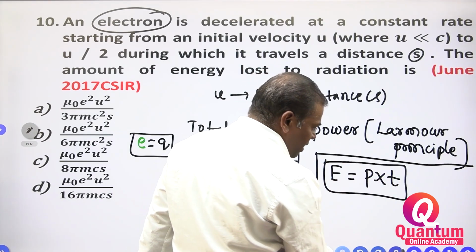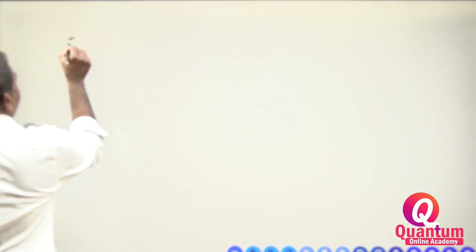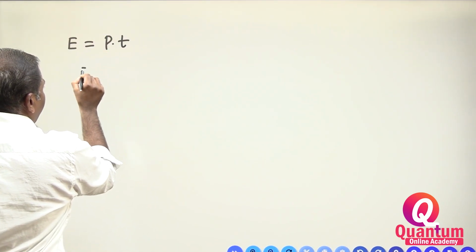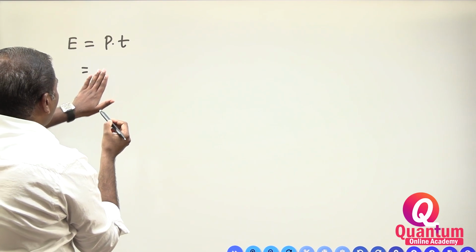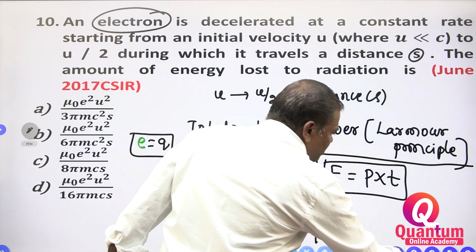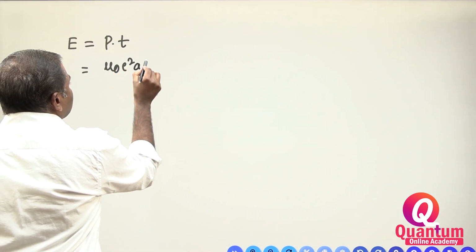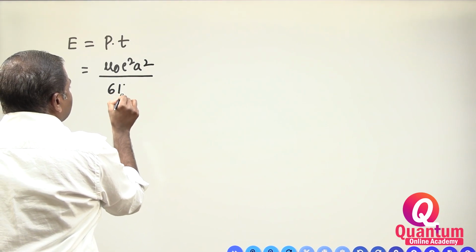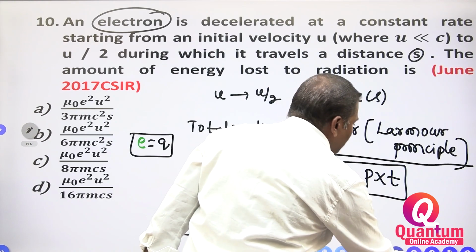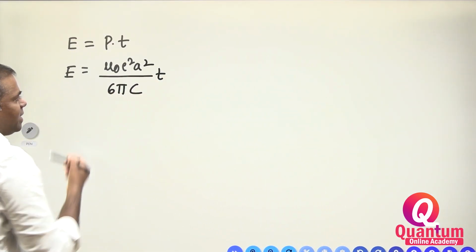But you know one thing, how we have to calculate this, you have to see. The energy is equal to power into time. But power we know: mu naught e square a square divided by 6 pi c. This is the power, right? Next, the T value we have to see. How do we calculate the T value?